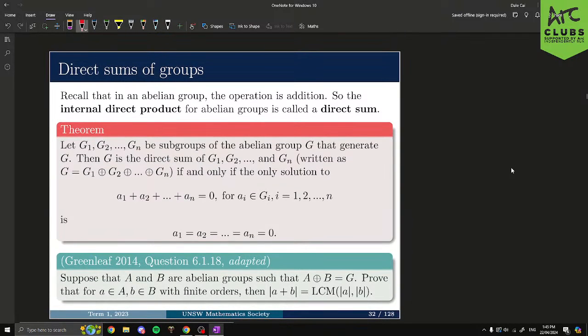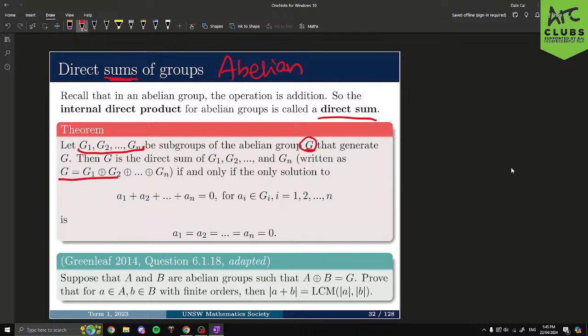Okay, now let's talk about direct sums. So the only difference between direct sums and direct products really is the fact that now we're talking about abelian groups. So remember how in abelian groups we prefer to say addition instead of multiplication. And so the internal direct product for abelian groups is called the direct sum. So let's let a bunch of groups be subgroups of the abelian group G, a similar setup to before. And let's say that these subgroups generate G. Then this larger group G is the direct sum of each of the subgroups.